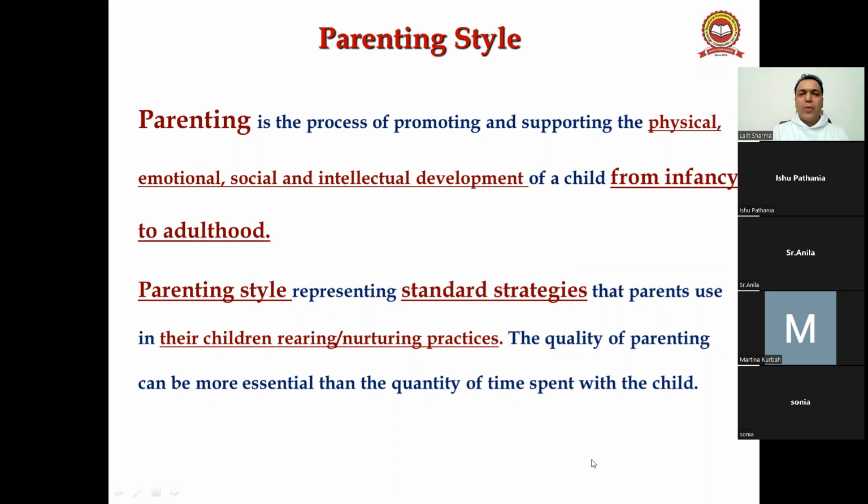Most of the time you have heard parents say, okay, we have spent a lot of time with the child. Guys, that is not parenting, because it is written that the quality of parenting can be more essential than the quantity of time spent with the child. So when we finish this topic, what is the moral, what is the conclusion of that topic? It will be what I always say in all my lectures.